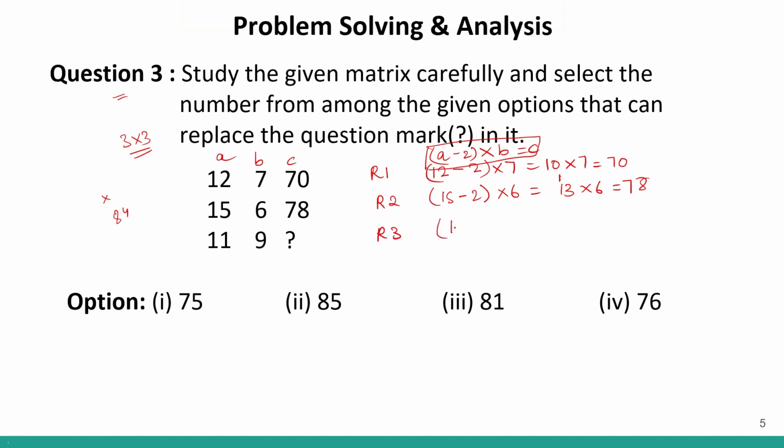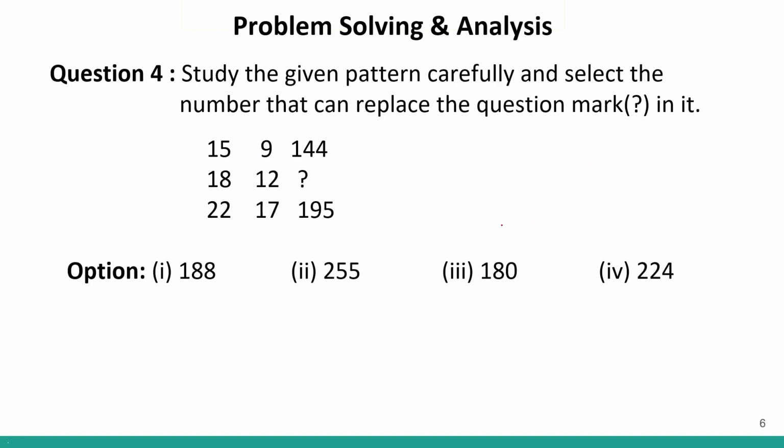So row 3, A is 11, so 11 minus 2 into 9. So this will be 9 into 9, which is 81. Correct? So our answer will be option number 3, 81. So 81 is the correct answer to this question. Now let us move on to question number 4.